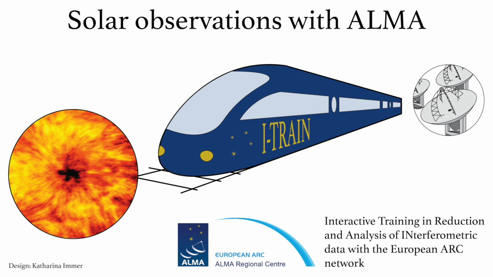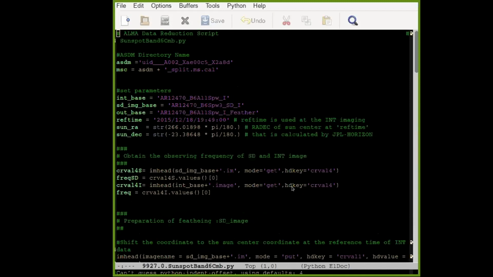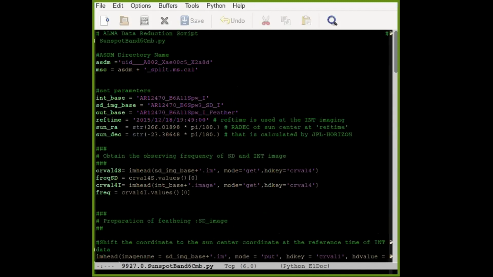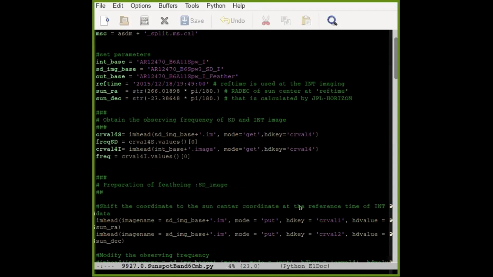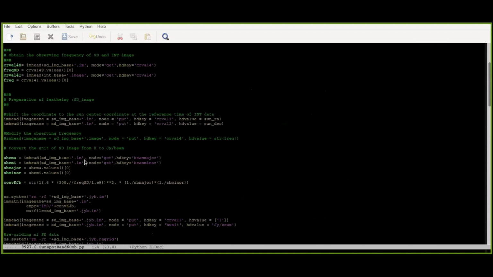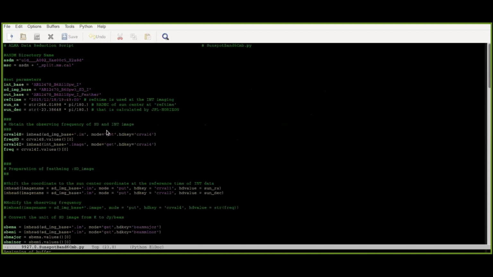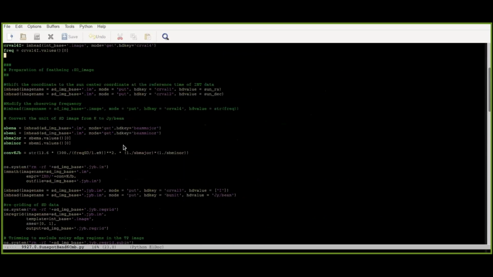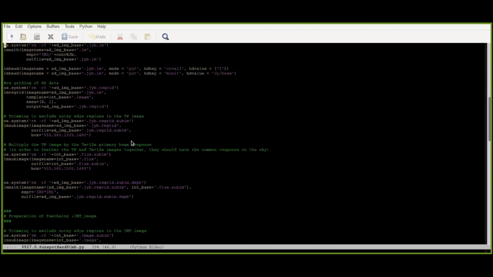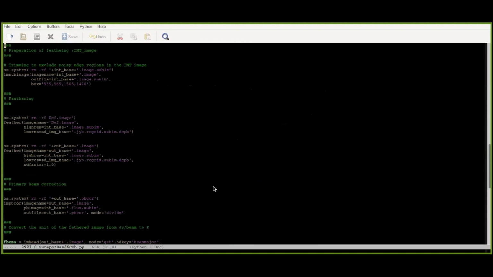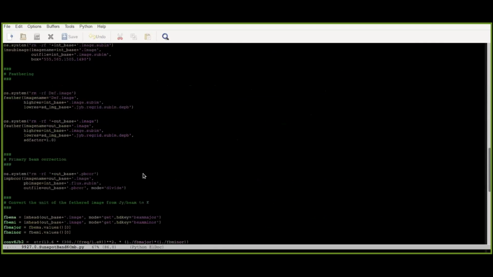And so just showing you how we perform the combination of the data. First, before doing feathering, we have to select at the total power data the same region as it is for the imaging data. So this is some mathematics that you have to do in advance, and then basically you combine the data using the standard feather task, and finally do primary beam correction.